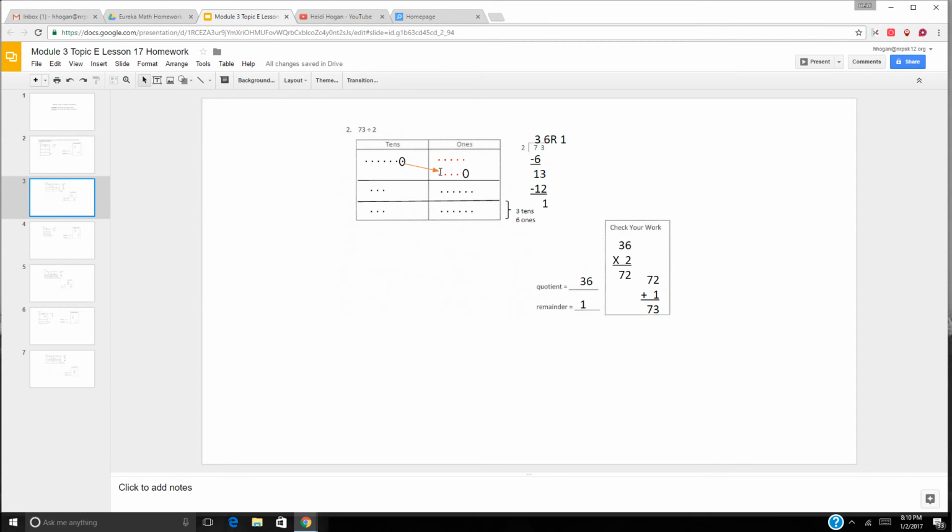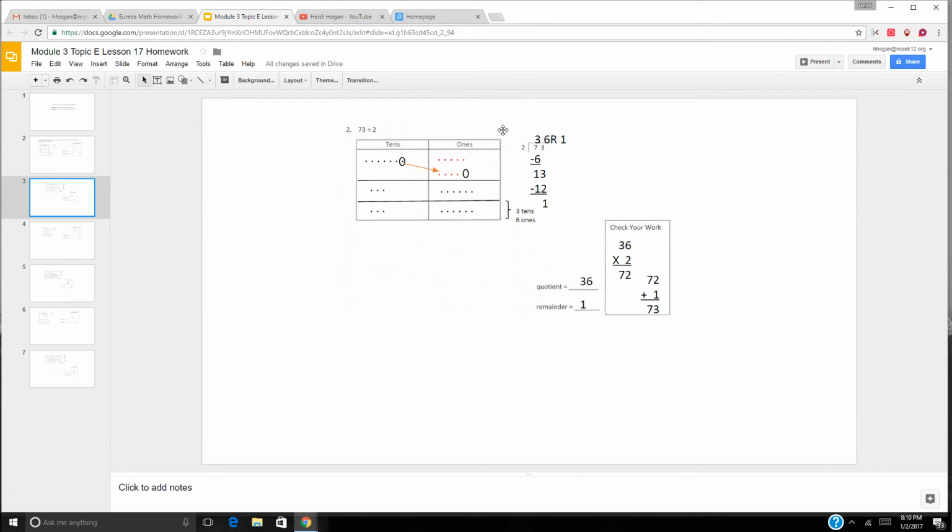So 1, and then we divide them. 1, 2, 3, 4, 5, 6, 7, 8, 9, 10, 11, 12. We have 1 left. We still have a remainder of 1, but we can only have the 1s remaining. We don't want to have 10s remaining. So we have 3 10s and 6 1s. So that's 36. So our quotient is 36, and we have a remainder of 1.